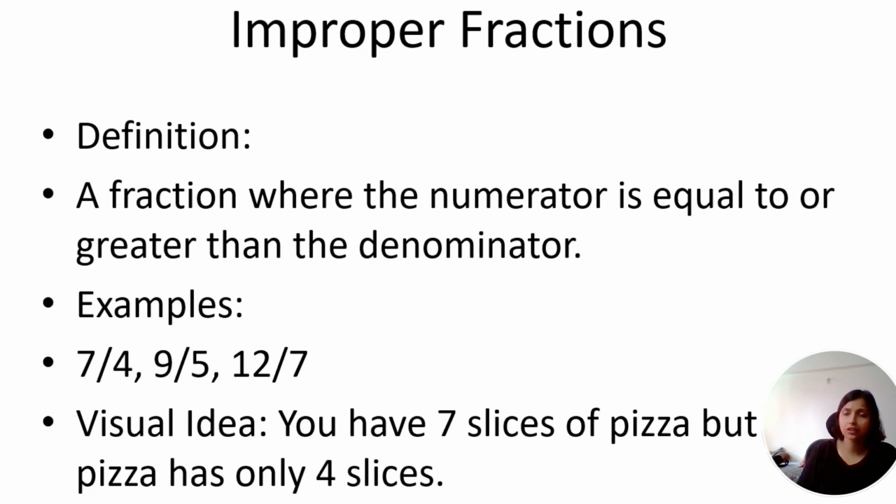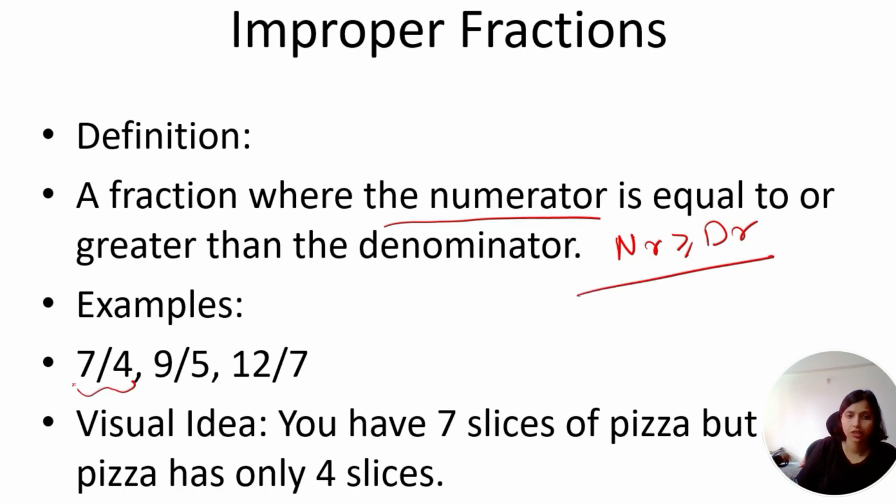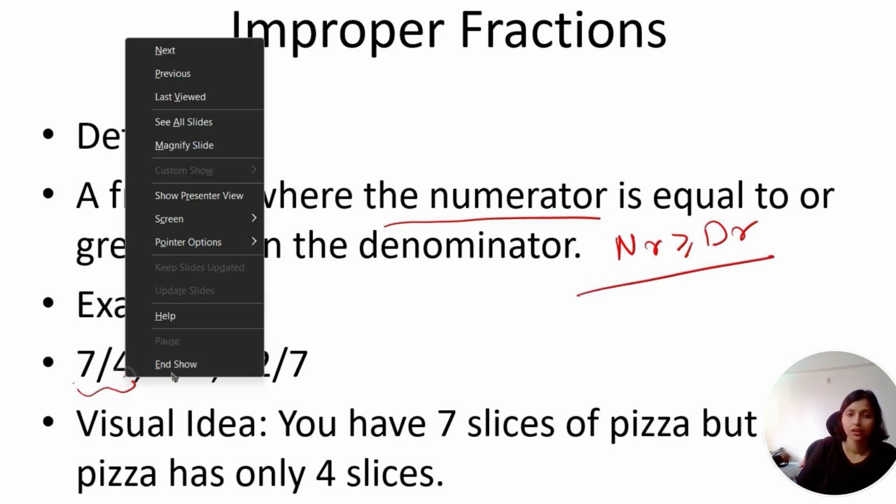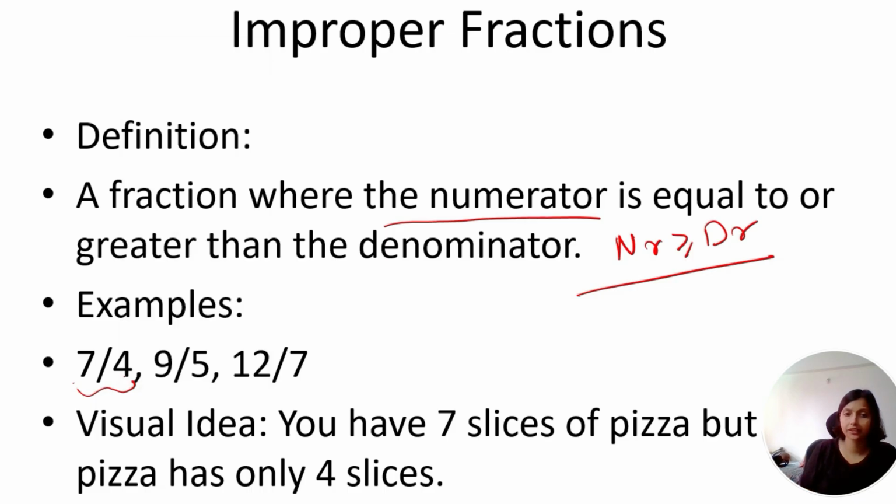So now let's discuss improper fractions. An improper fraction is one where the numerator is equal to or greater than the denominator. Okay, so 7 by 4. 7 is greater than 4. 9 is greater than 5. 12 is greater than 7. So all these are examples of improper fractions.